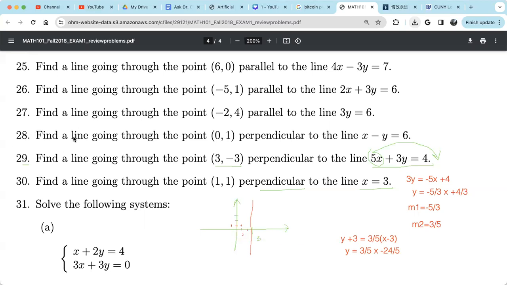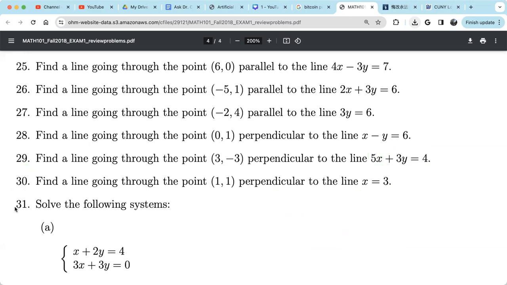Let me change my color to blue. That's this line, perpendicular to it, right? So it's a horizontal line. And what is this line? A horizontal line gets the name y. What's the value of y? Equals 1. So this question is a little bit tricky, right? Perpendicular lines and vertical lines are special. Okay, I hope that all makes sense. Now let's go to the next question.